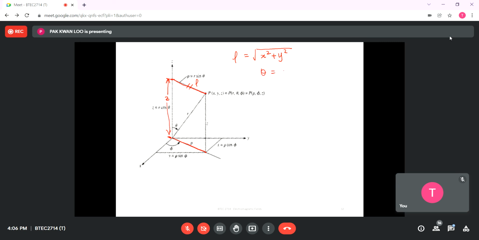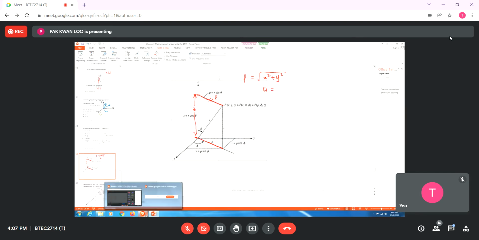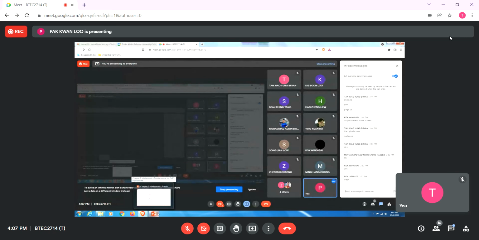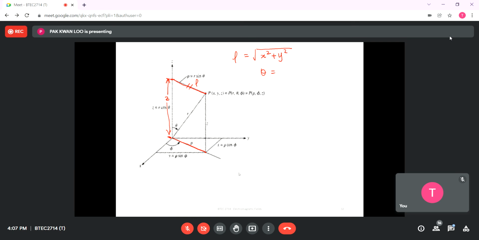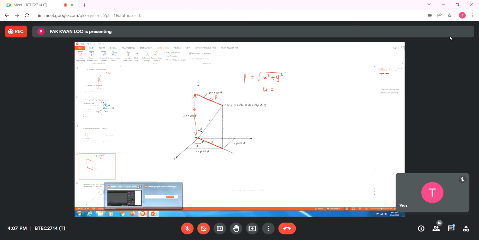So theta is equal to what? What is theta? So I have two variables here, and this is a right angle triangle, right? So what is theta equal to? Anyone can tell me? You can type in the chat box. So theta is what? No one?